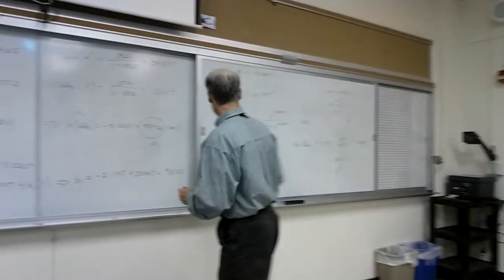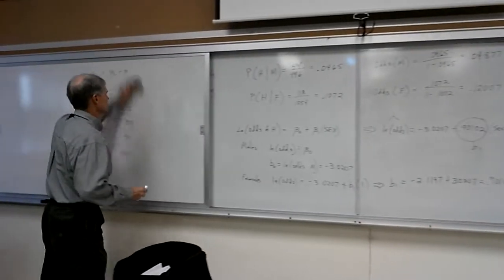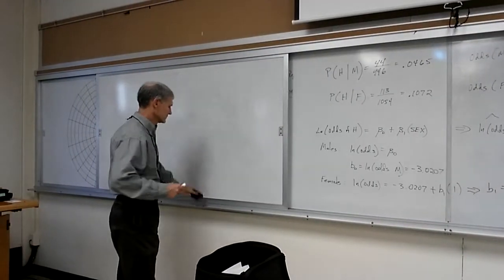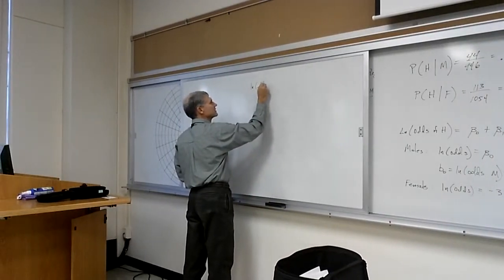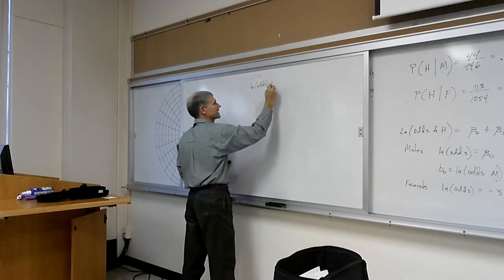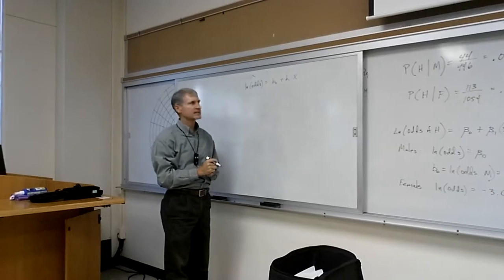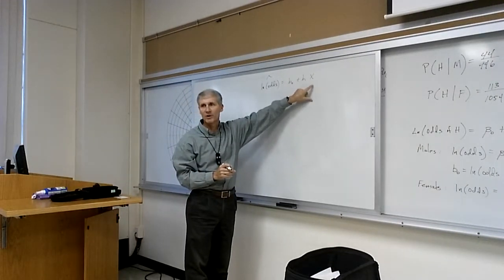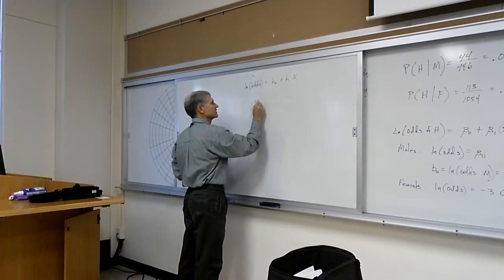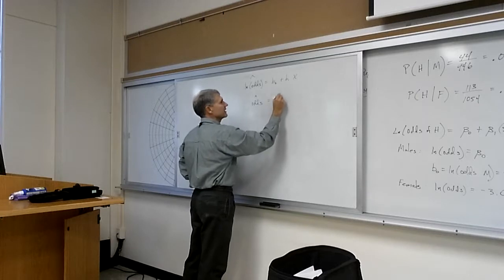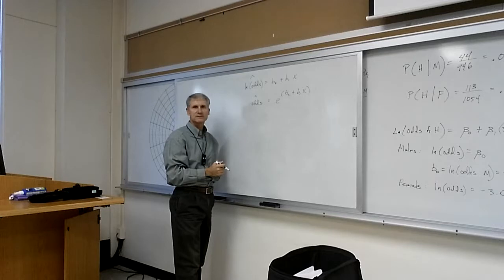Now you can prove that pretty easily. If my model is log odds hat equals B0 plus B1x, and let's say x is a dummy variable, so it's 0, 1, right? Then the odds are e to the B0 plus B1x, right?